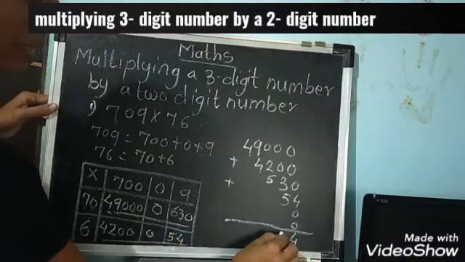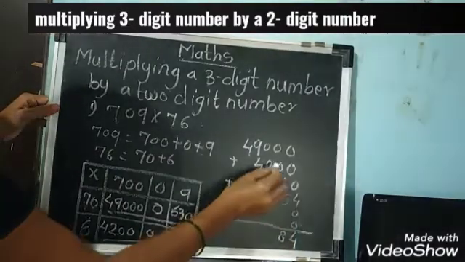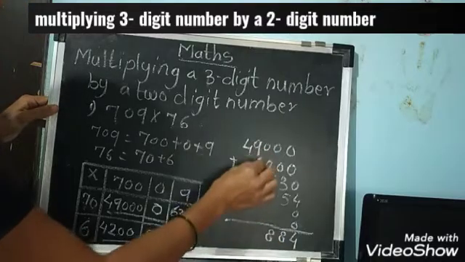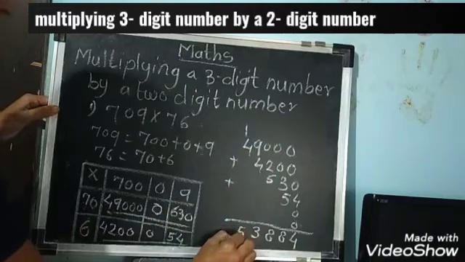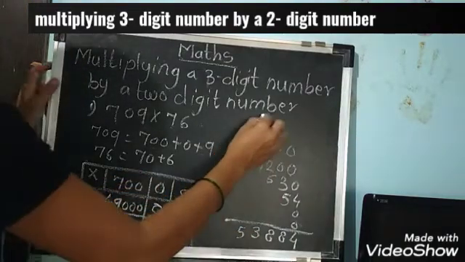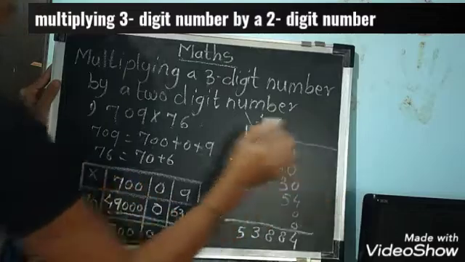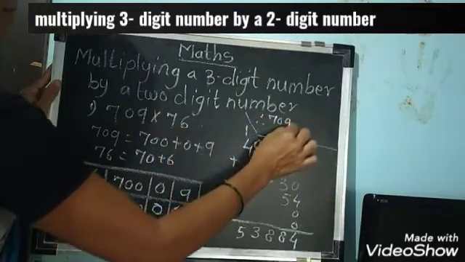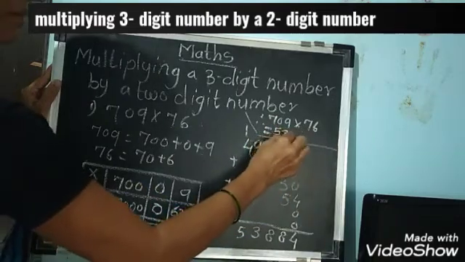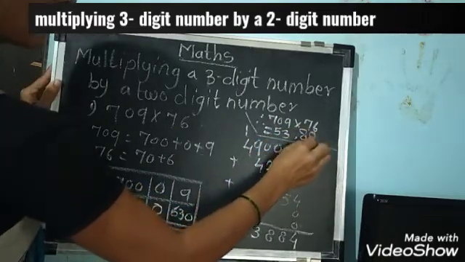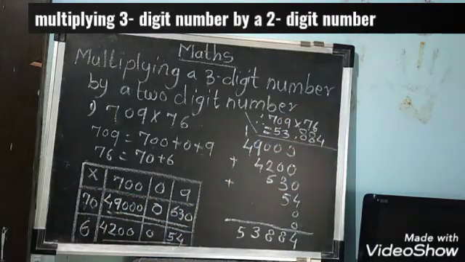4. 5 plus 3, 8. 6 plus 2, 8. 9 plus 4, 13. 1 will be carrying over. 4 plus 1, 5. Then what is your answer? Therefore the answer I am writing here because of no place. 709 multiplied by 76 is equal to 53,884. This is your answer.